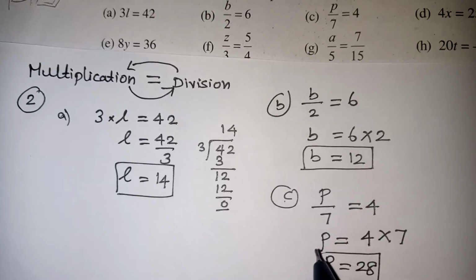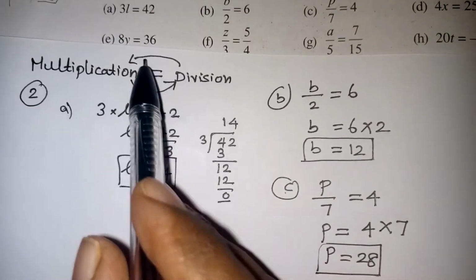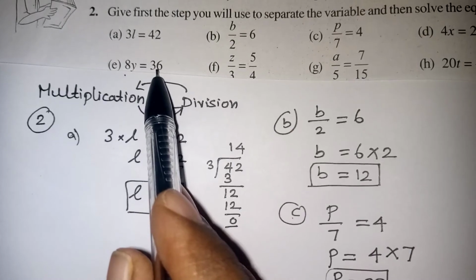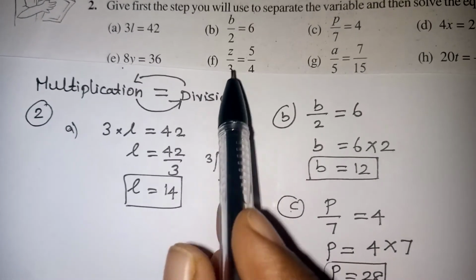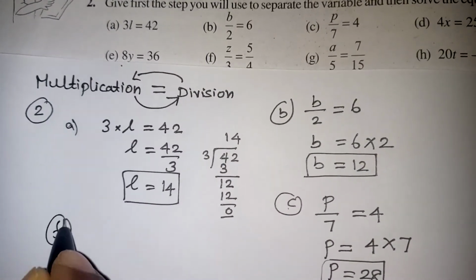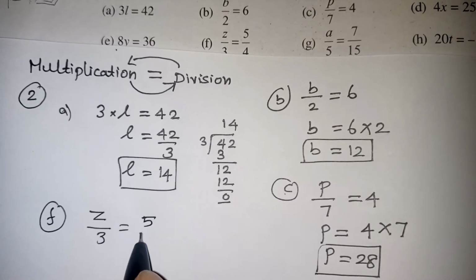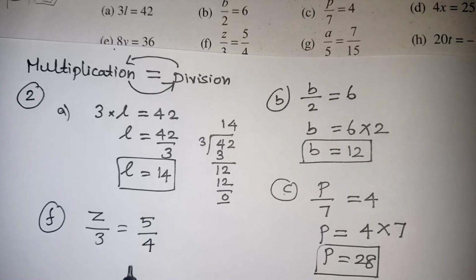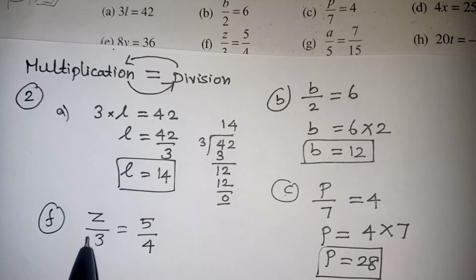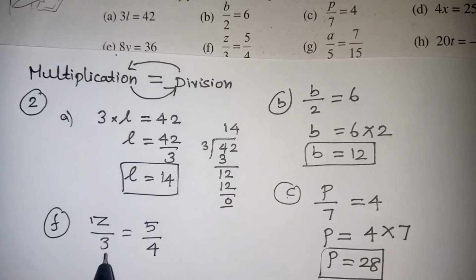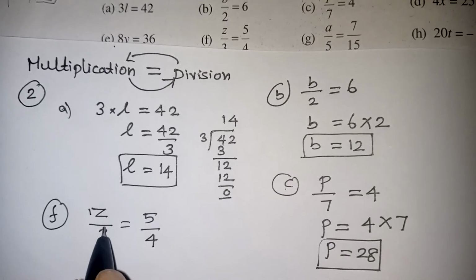Now we'll do one more method. So here this is also multiplication. If you take it to the other side, it will become division. Look at this problem, F. We have Z by 3 which is equal to 5 by 4. Whenever we are having the fractional number, so here actually this is 1 by 3. This is a fractional number 1 by 3.